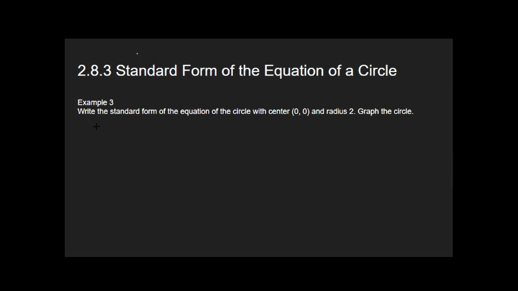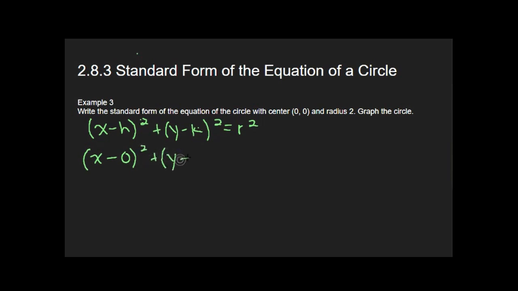So we're going to go ahead and start with our generic circle equation. I'll go ahead and rewrite it on this page so that it's in front of you. (x minus h) squared plus (y minus k) squared is equal to the radius squared. So let's just go ahead and start plugging in. h and k represent the x and the y of our center, and r represents the value of the radius. So this becomes (x minus 0) squared plus (y minus 0) squared, which equals 2 squared.